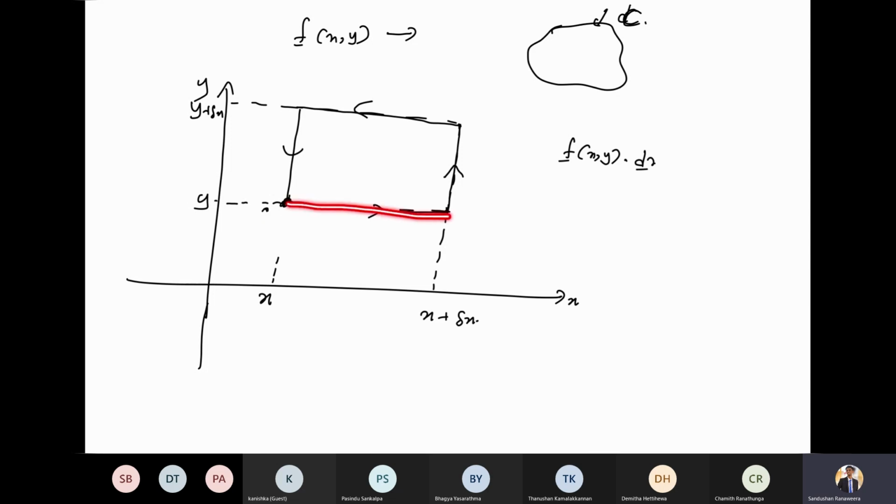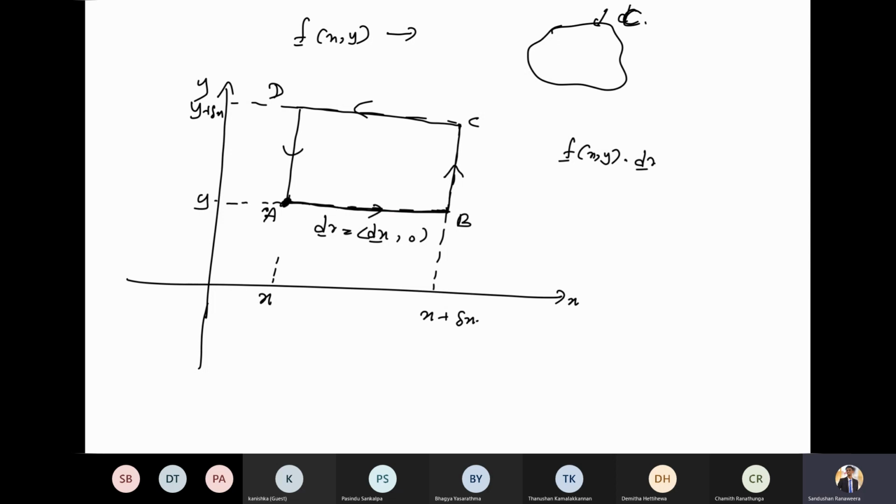Okay, along this rectangular path. Now, let's say in this path, from here to here, this is capital A, capital B, capital C, and capital D. When I move from A to B, my dr is nothing but some sort of dx, because I'm not going to change my y variable. I'm only going parallel to my x-axis. It means my dr is only changing my x variable.